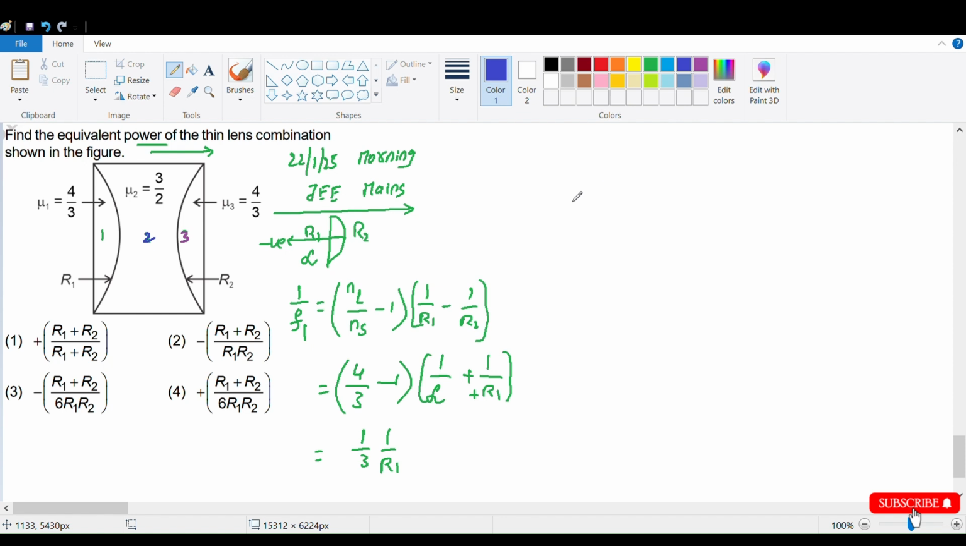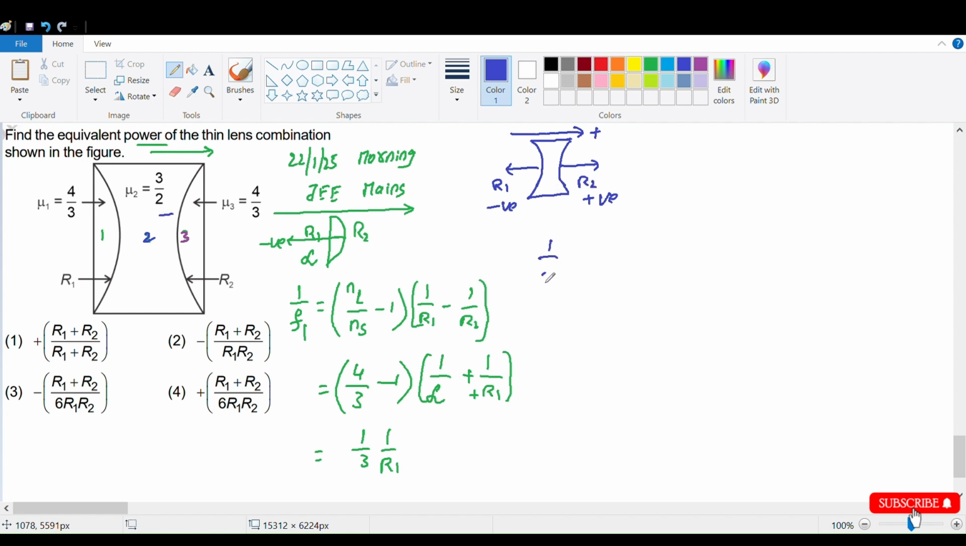Now in the same way we will do the second one. If you see the second one, this is a biconcave lens. This is the positive direction and you need to go for R1 in this direction, so R1 is negative, R2 in this direction, so R2 is positive. Chalo, this is R1, this is R2, perfect. Refractive index is 3 by 2.